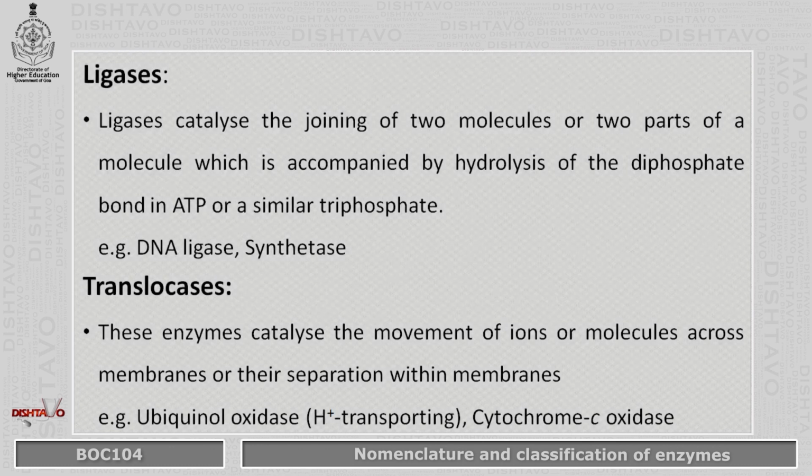Translocases are a newly added group to the various classes of enzymes, and these enzymes catalyze the movement of ions or molecules across the membrane or their separation within the membranes. Ubiquinol oxidase and cytochrome C oxidase are examples belonging to this class of enzymes.